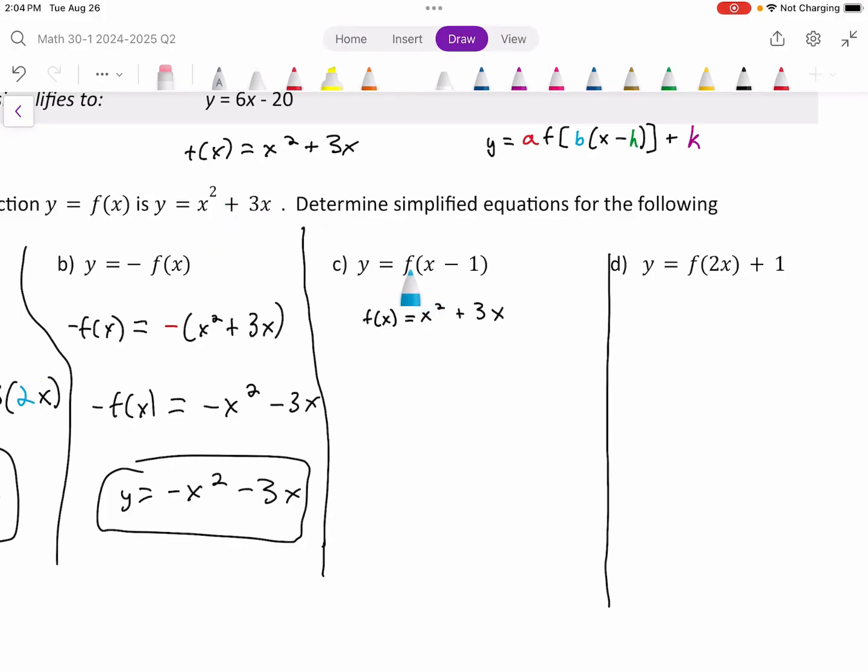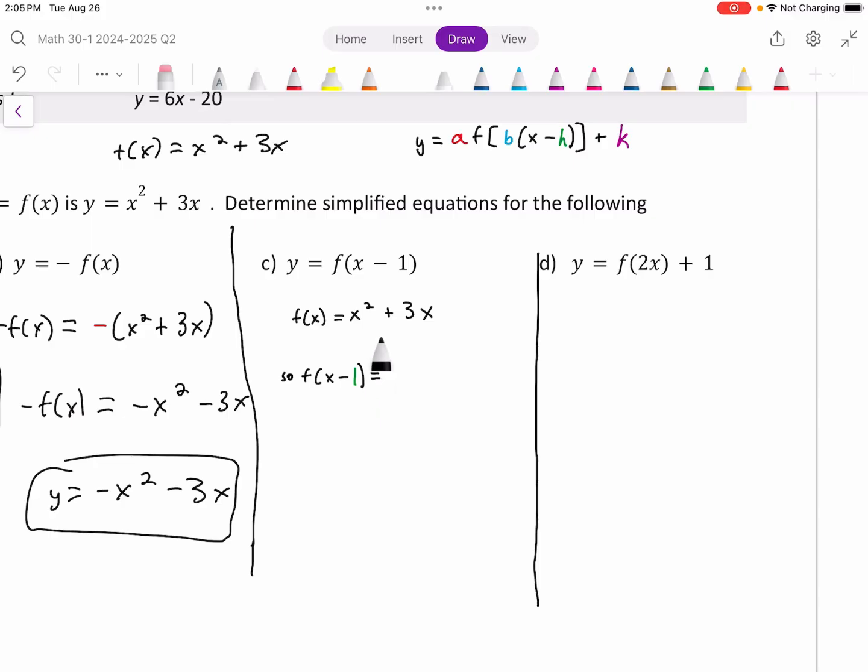Well, now we want to find f of x minus 1. So what are we going to do? Wherever we see an x in the original equation, we're going to put in x minus 1. And by doing that, we'll be finding f of x minus 1 and on our way to getting the simplified equation for that transformation. So f of x minus 1 is going to equal, okay, originally I had an x squared. I'm going to put an x minus 1 and square it.